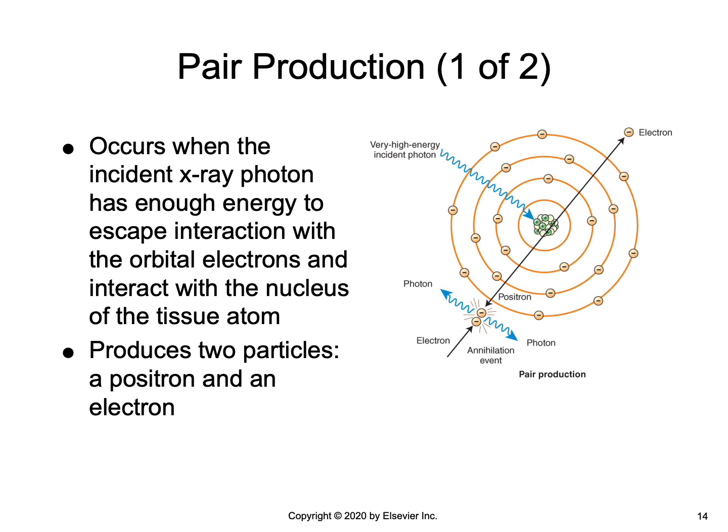In that interaction, two particles are produced: a positron, which is a positively charged electron, and an electron. You can see here in figure 7.5, this is a pair production event, and the very high energy photon interacts with the nucleus, causing the release of a positron and an electron.